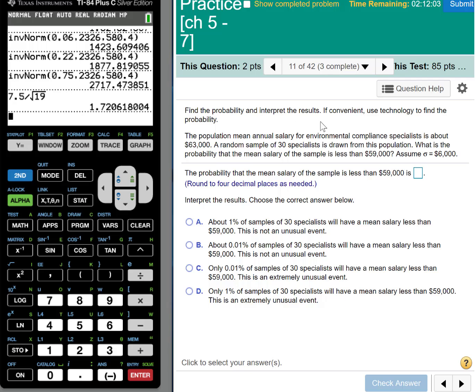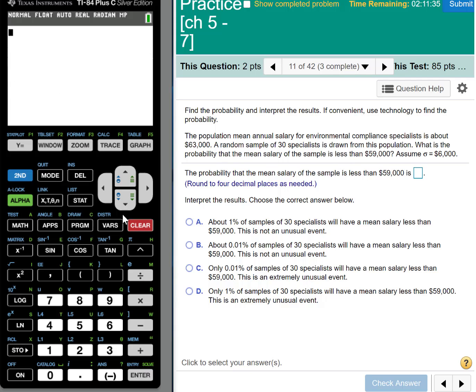Find the probability and interpret the results. If convenient, use technology. The population mean annual salary for environmental compliance specialists is about 63,000. A random sample of 30 specialists is drawn from this population. What is the probability that the mean salary, it's about X bar, this question is not about X, it's about X bar, that the mean salary of the sample is less than 59,000?